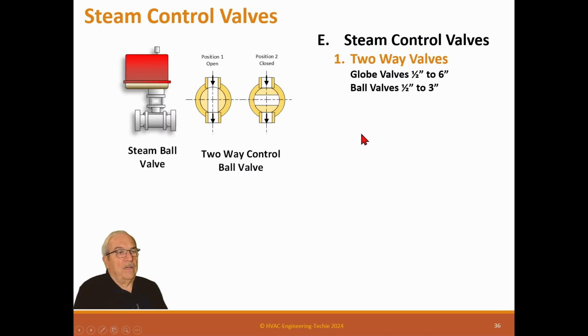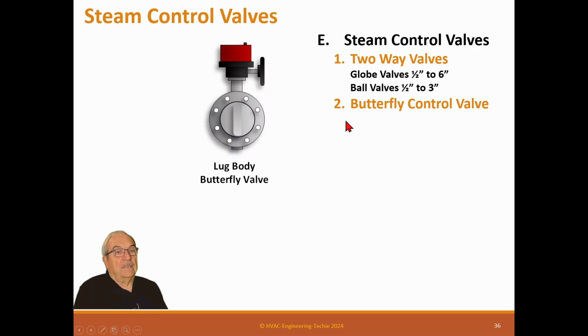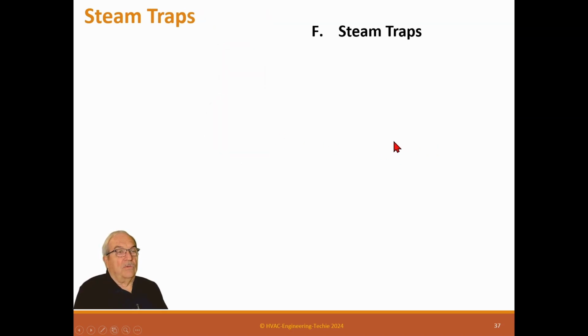Of course, the globe is parabolic, so it's somewhat linear. You can have ball valves. Again, we need an extension to get them out of the heat range. Ball valves can be 1/2 inch to 3 inch. Butterfly control valves can be large. If you're going to use them for control, they need to have a fishtail disc that is able to do a 60-degree control.